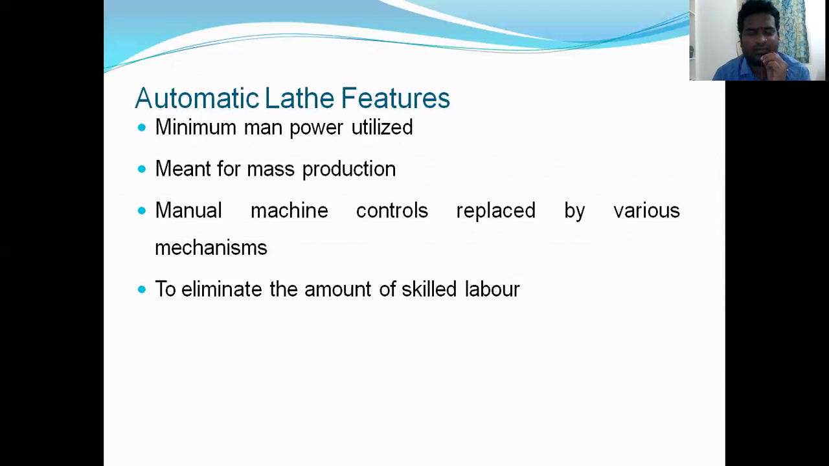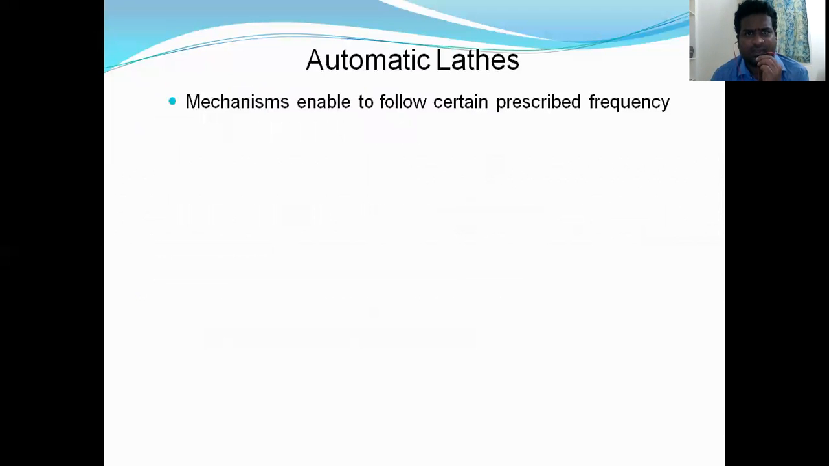So what are the points covered so far? Minimum manpower utilized, and it is used for mass production. Manual machine controls are replaced by various mechanisms, and it eliminates the amount of skilled labor. And mechanisms enabled to follow a certain prescribed frequency. Parts are fed and removed automatically.